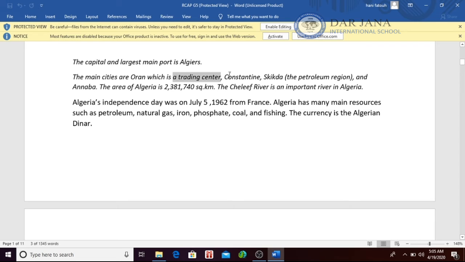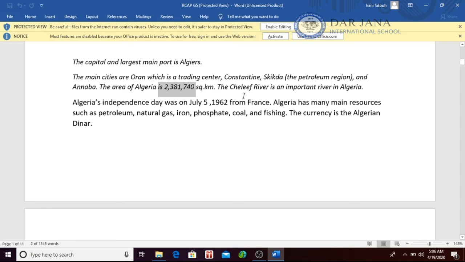We have Constantine and Skikda, which is the petroleum region. So if, for example, in one of the practice questions you are asked whether Algeria is producing oil, the answer is yes, and it's in the main city of Skikda. We have Annaba, which is also an important city to know about. The area is required, so you have to know it, and you can just see from the map itself that Algeria is a big country. It's not like Tunisia, for example. Tunisia is much smaller if you refer to the map above.